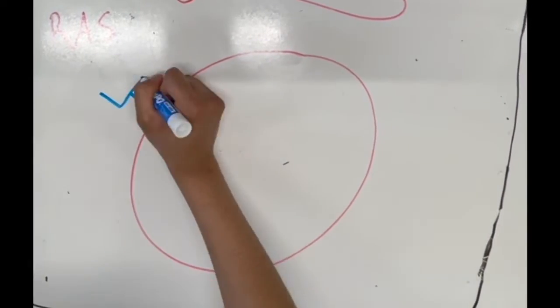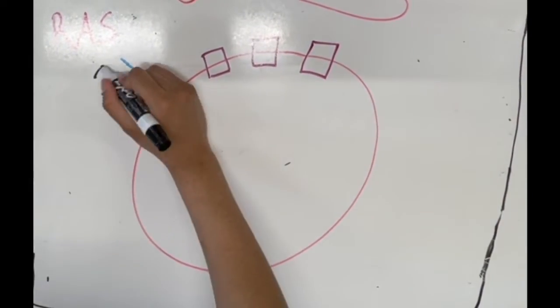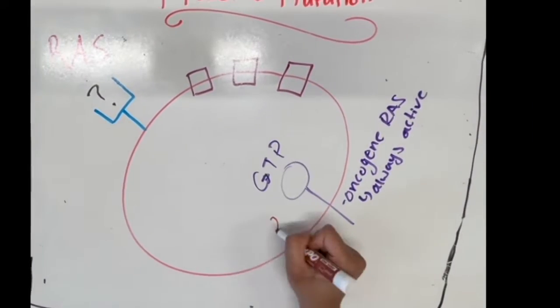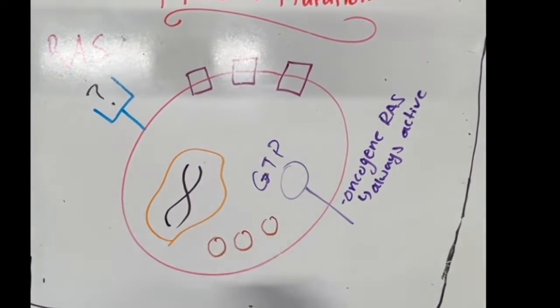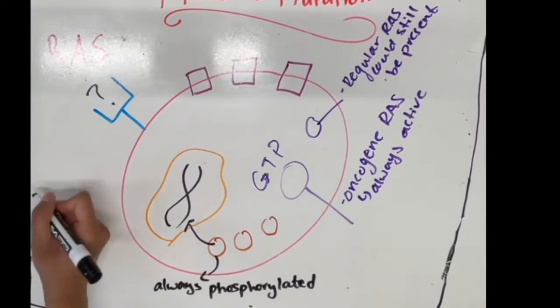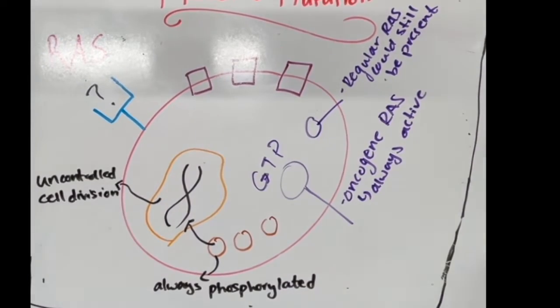Within a mutated cell, where RAS is an oncogene, the RAS protein is always active. We will still have the growth factor receptor and the proteins, but due to the permanent activity of RAS, proteins will continuously phosphorylate and cause cell production. The regular RAS molecule could still exist and work alongside the growth factor. However, the oncogene is unaffected by this real RAS.